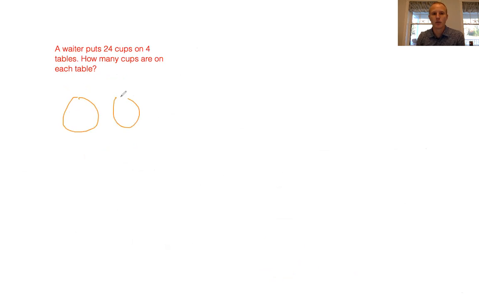You're going to say, well, there's 4 tables. And you're going to start going like this: 1, 2, 3, 4, 5, 6, 7, 8, 9, 10, 11, 12, 13, 14, 15, 16, 17, 18, 19, 20, 21, 22, 23, 24. And you're going to find out that there's 6 cups on each table.